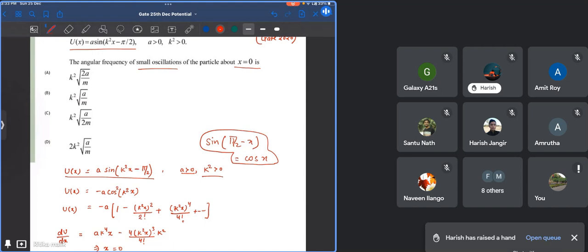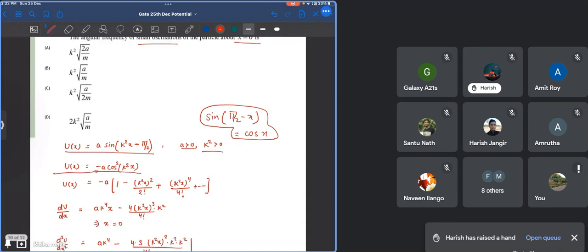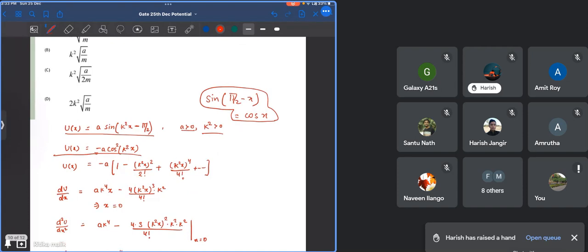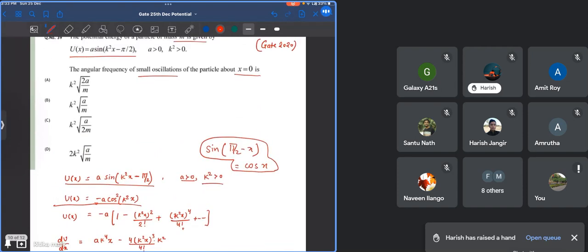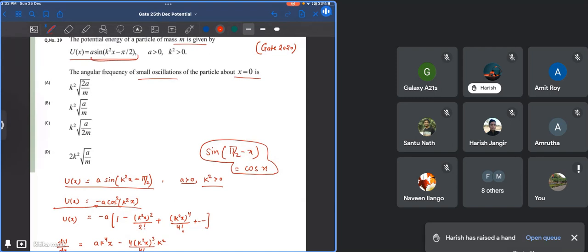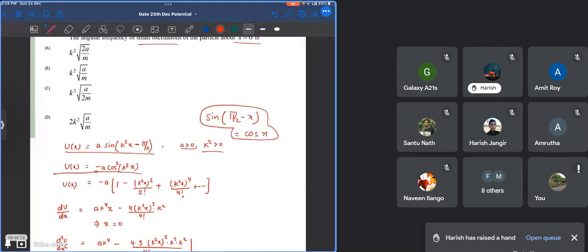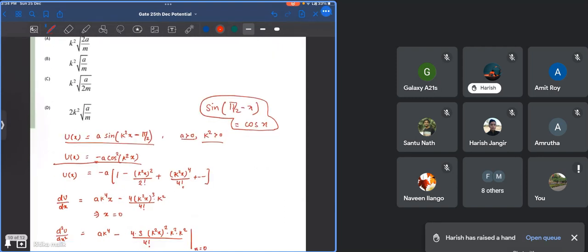So if you take minus outside, this is the kind of U(x) we will write, and you just do the expansion, same as we have done for the potential energy around the equilibrium point. So try to do questions of this kind, or some exponential, by doing the expansion. It will make your life easy.